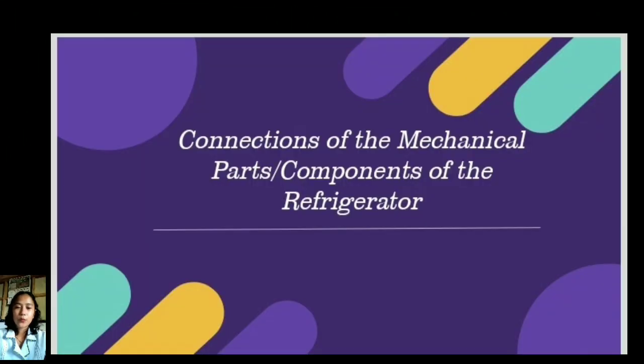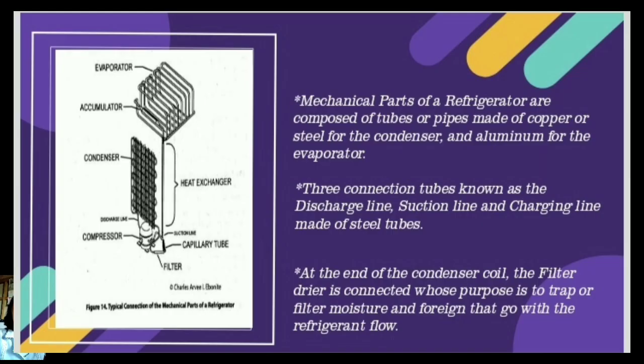Let us now proceed to the connection of the mechanical parts of the refrigerator. The mechanical parts of the refrigerator are composed of steel or pipes. The condenser is made of steel. The evaporator is made of aluminum. And also the three connection tubes known as the discharge line, suction line, and charging line are made of steel tube.